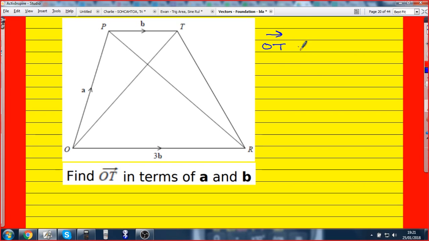So you start at O, then you go to P, then you go to T, but you can't go from T. What is OP? Oh, okay, OP is A, then PT is B. And so what's our final answer? A plus B. O plus B. Any questions there?